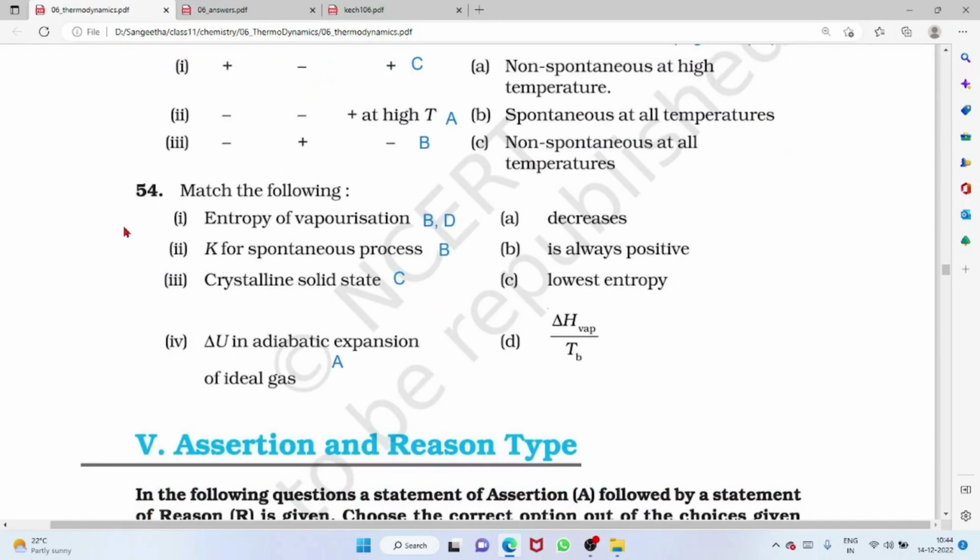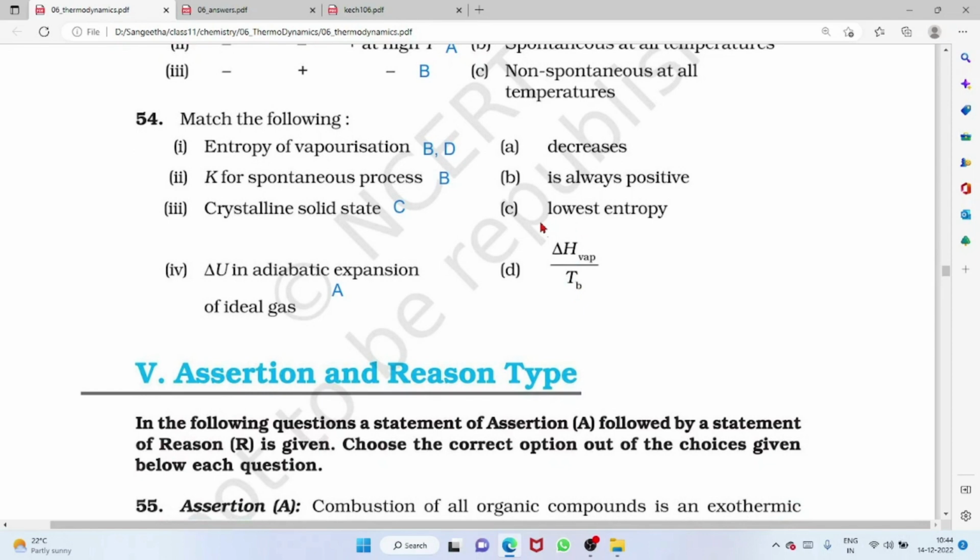Match the following. Entropy of the evaporation is always positive because entropy will increase. And D, this is the formula. K for spontaneous process is always positive. Delta G equals RT ln K, from that formula. Crystalline solid state has the lowest entropy, because it is more ordered. Delta U in adiabatic expansion of an ideal gas decreases.